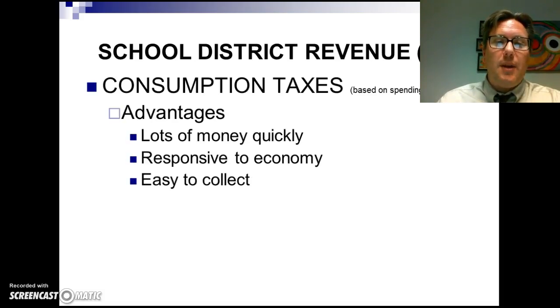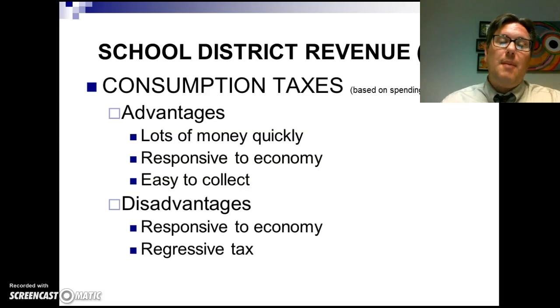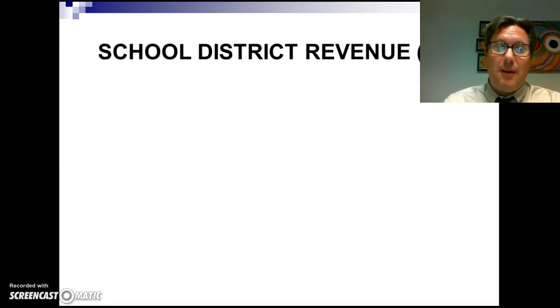That's based on what you spend: shopping, buying of automobiles, different things like that. So that's a lot of money quickly, responsive to the economy. It is pretty easy to collect. But I'm going to go back to that. When it's responsive to the economy, that's where 2008 really affected us. That money came in much lower, and then all of a sudden, those that made less money were being charged higher taxes, where those making more money didn't have to pay as many taxes. So it wasn't proportional at that point.